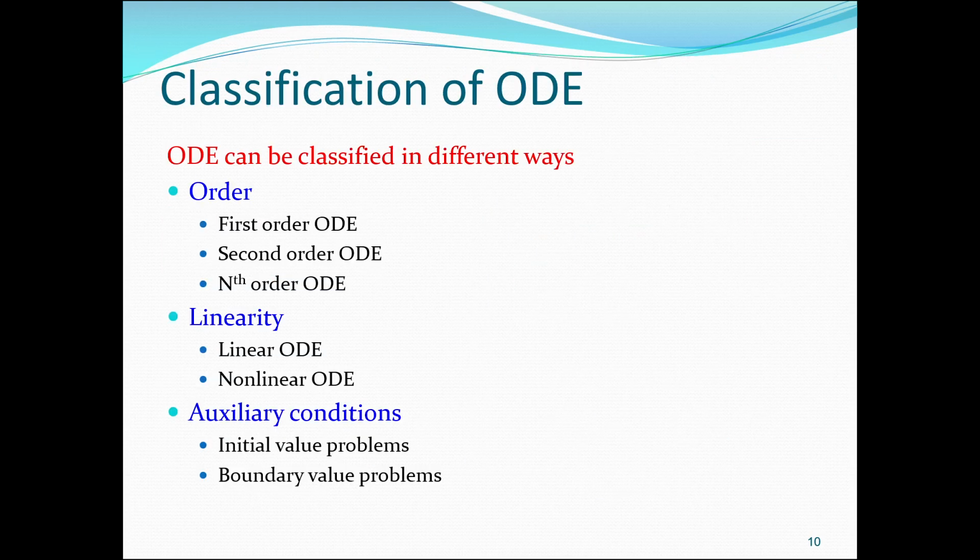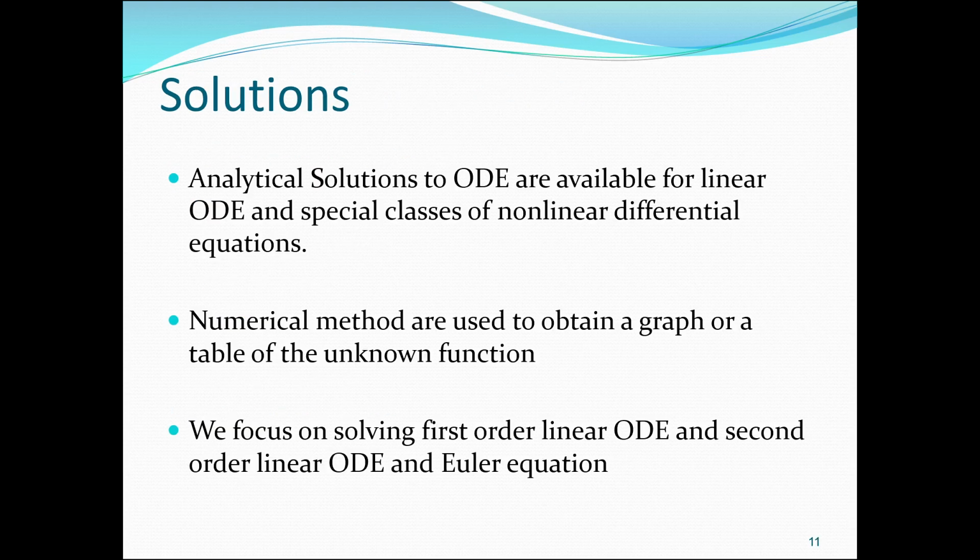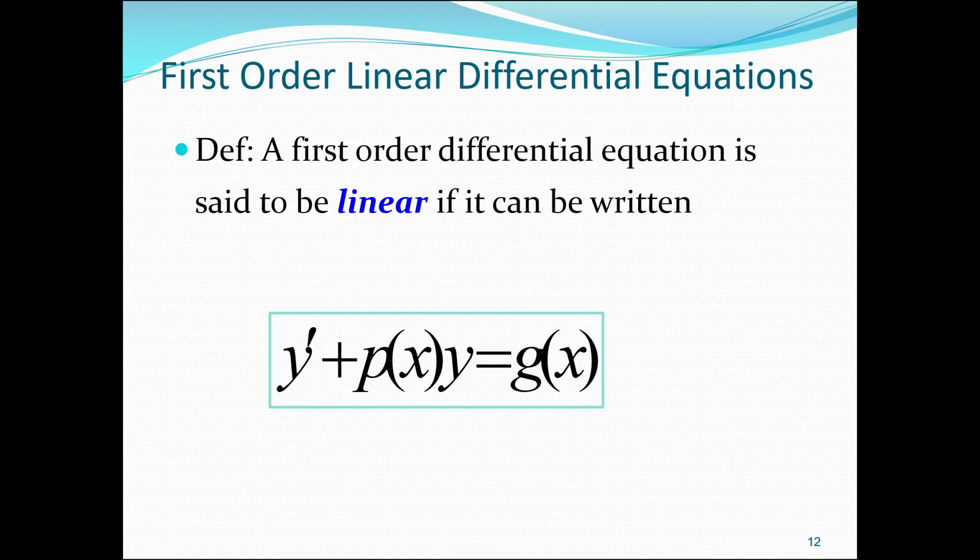So the classification is: order means first order, second order, nth order ODEs. Linearity means linear, non-linear. Auxiliary means initial value and boundary value problem. Solution also is given as analytic solution and numerical methods to find the unknown function, and finally the first order ODE and the second order ODE with the Euler equation. We solve the first order and second order ODE with the Euler equation. So now the first order ordinary differential equation.